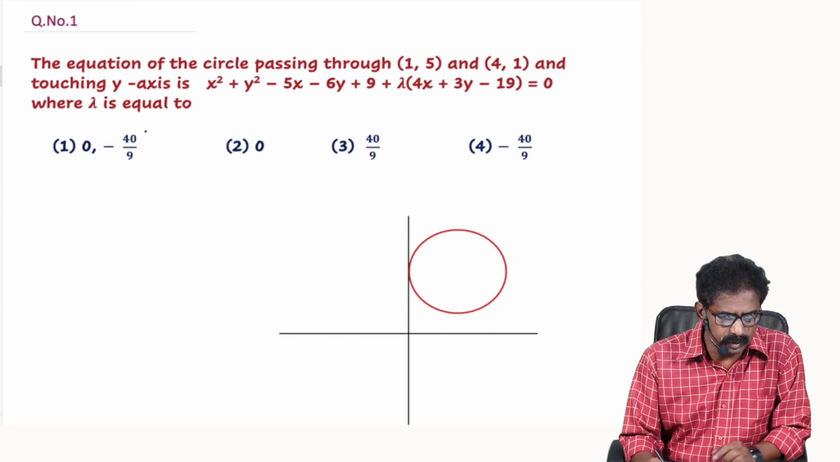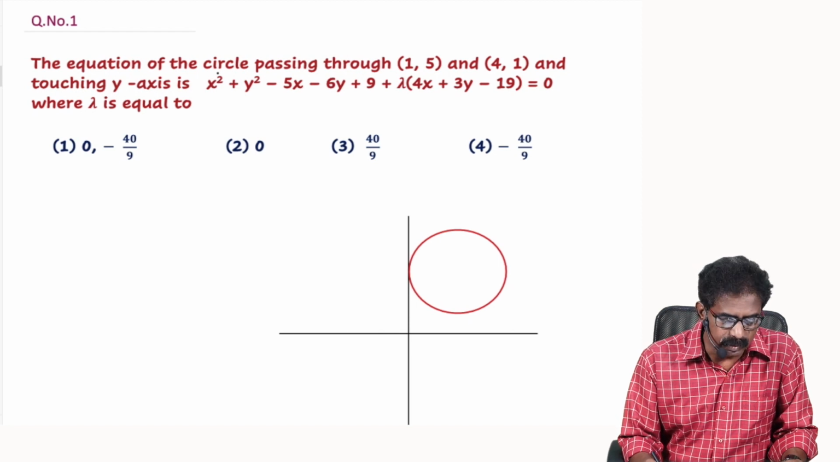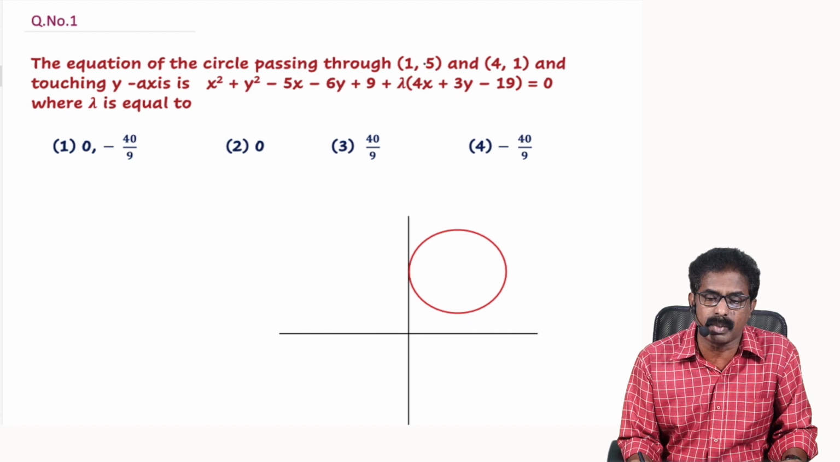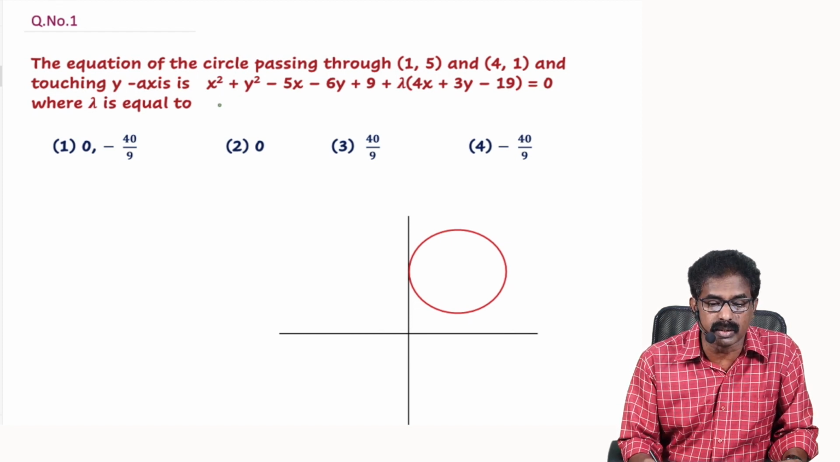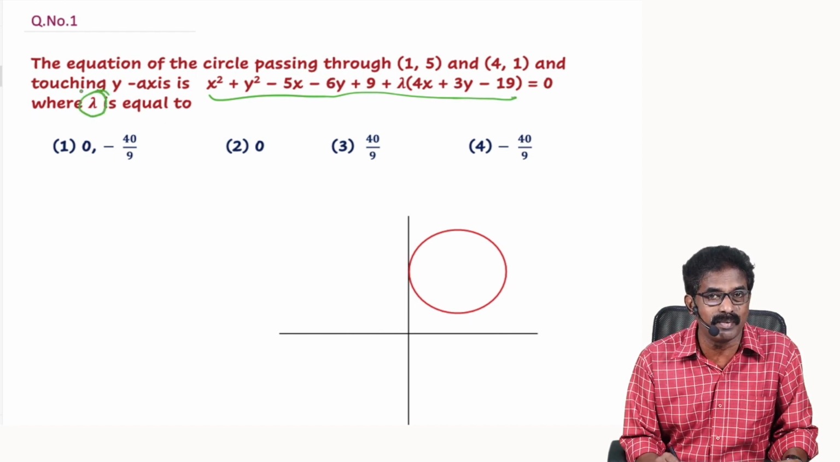Look at the first question. Read the question. The equation of the circle passing through the points (1, 5), (4, 1) and touching the y-axis. This is the equation of a circle. The question is, find the value of what? Lambda. Find the value of lambda.